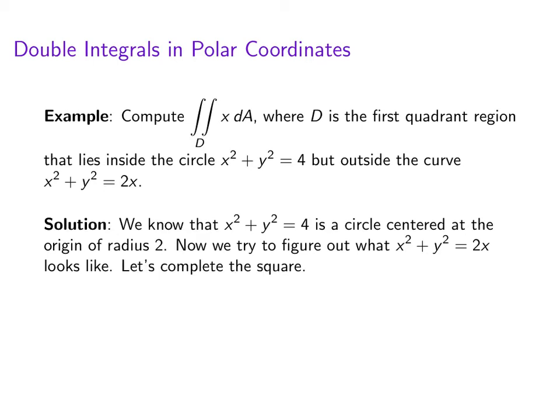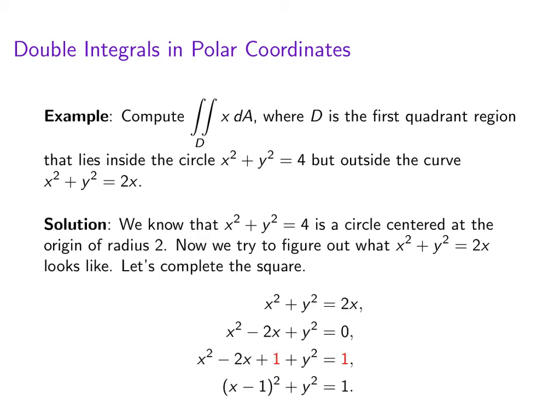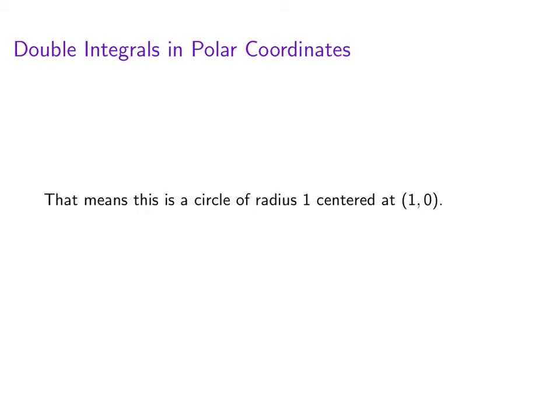Let's complete the square on this equation. So we move the 2x over to the left side, and then we have to add 1 to both sides. That's what would complete the square. And so we wind up with x minus 1 squared plus y squared equals 1. So actually, we do recognize this curve. It's a circle of radius 1, centered at 1, 0.